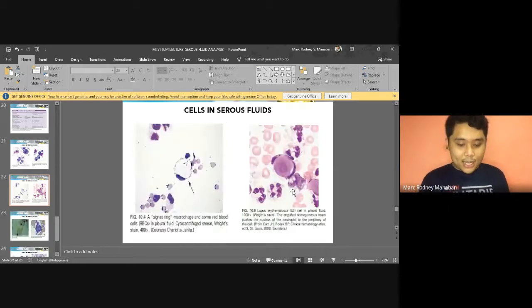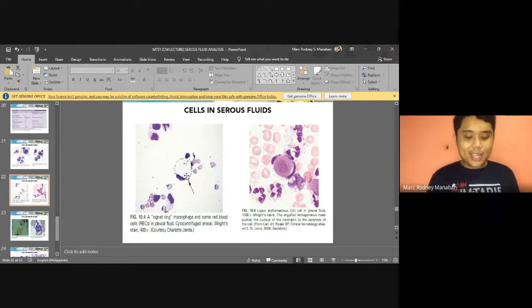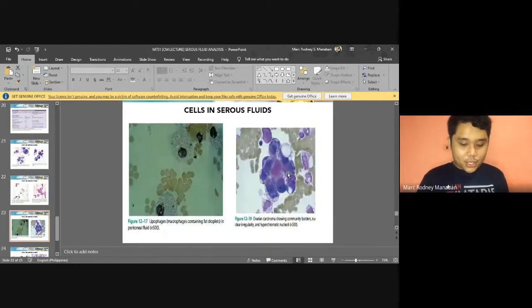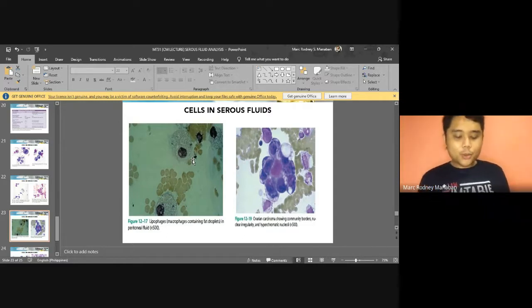You have here a signet ring macrophage. This is an example of a macrophage in which the nucleus is pushed to the side, all right? So signet ring macrophage, ayan. And then you have the LE cell, of course in cases of SLE and autoimmune disorders. You have here lipophages in cases of fatty degeneration of the cells, so the macrophages ingest fats and lipids.